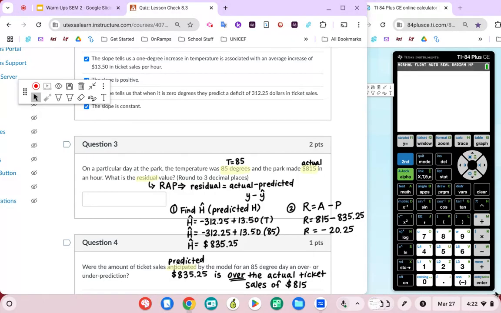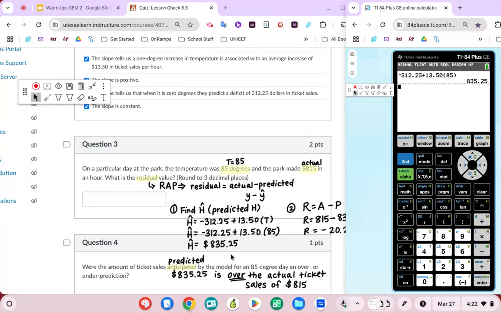And so when we calculate that, negative 312.25 plus 13.50 times the 85, because that is the temperature we're plugging in for T, we do get $835.25. So according to the model that they gave us, it is predicted that they will make $835.25 in ticket sales for an 85 degree day.